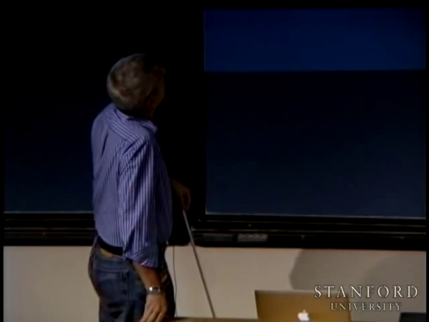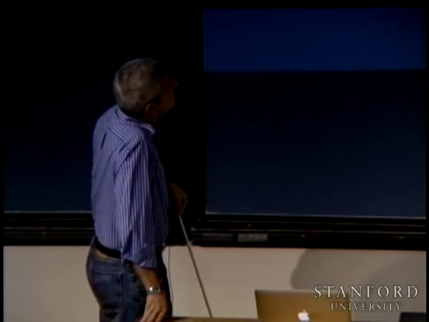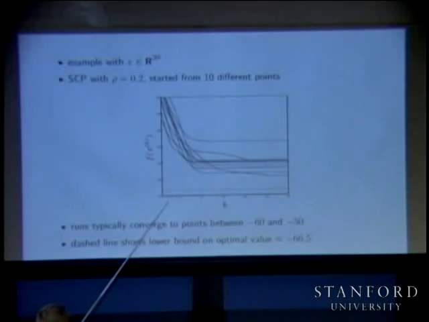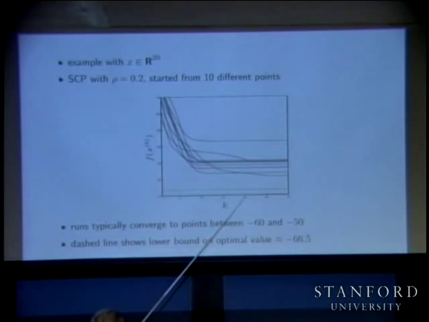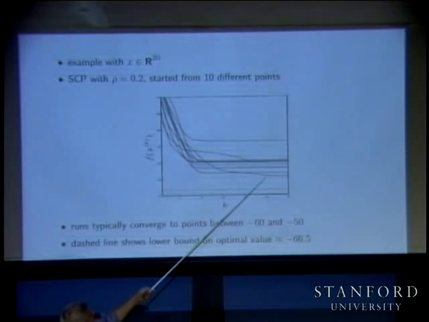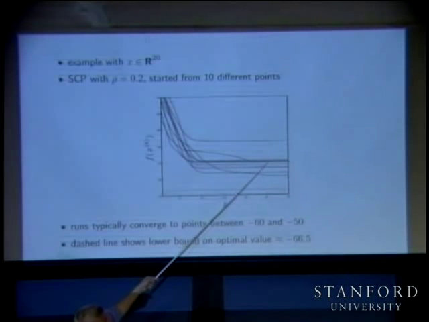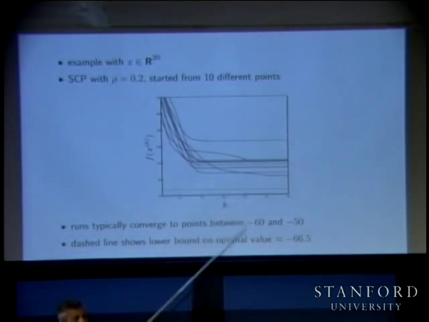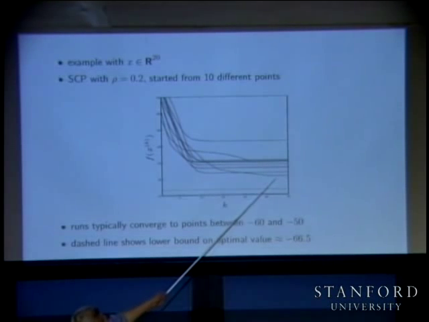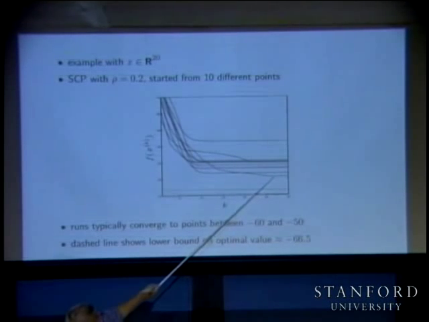Okay. And you start it from 10 different points, and here are the runs. This is iteration number, that's maybe 20 or something. And you can see that by somewhere around 25 steps, these things have converged. And you can see, indeed, they converge to very different things, right? So if we were to run 10 of them, that would be the best one we got. It's around minus 59, nearly minus 60. That's this thing.